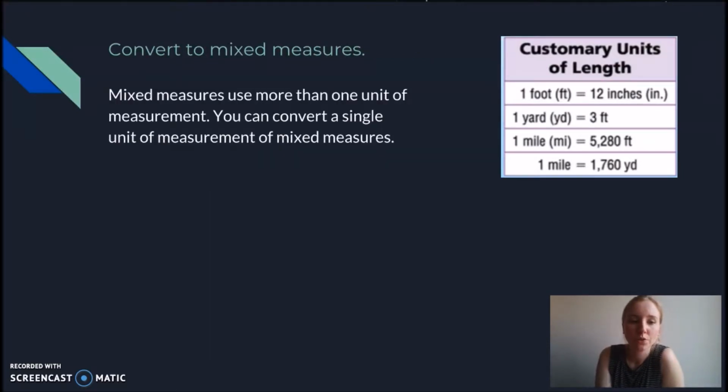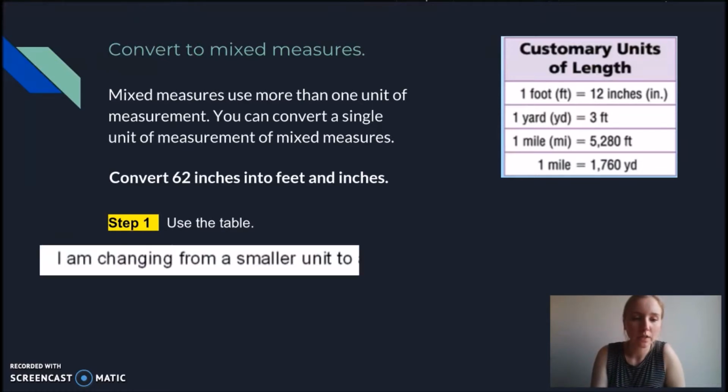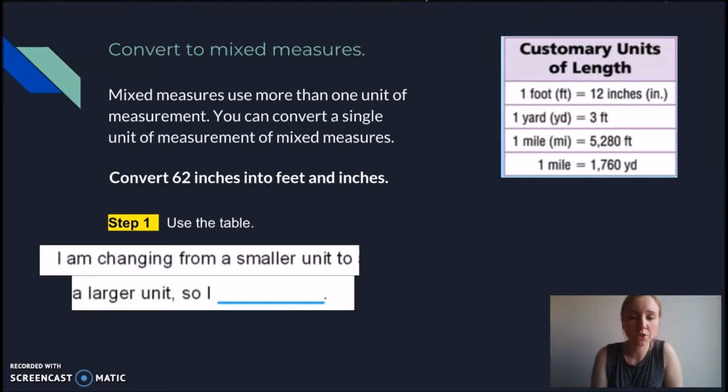Now we are going to use mixed measures to use more than 1 unit of measurement. You can convert a single unit of measurement of mixed measures. So we're going to convert 62 inches into feet and inches. We are going to go ahead and use the table. So if you look above, 1 foot equals 12 inches. So what we need to do, we are changing a smaller unit into a larger unit, so we are going to divide.